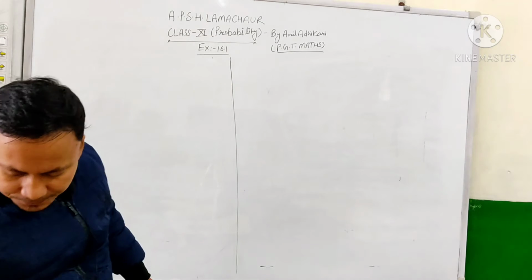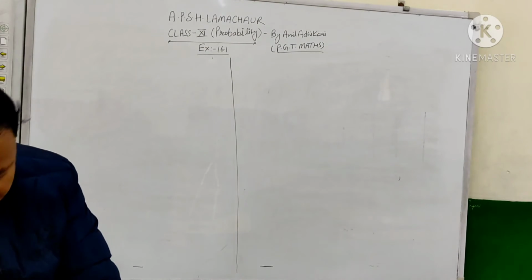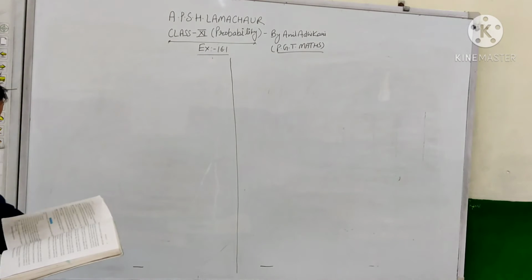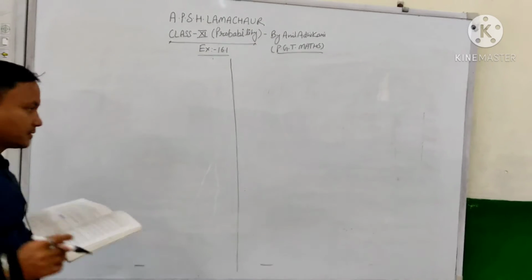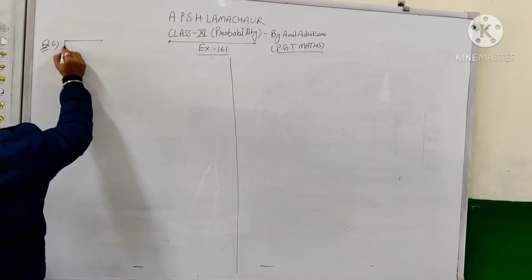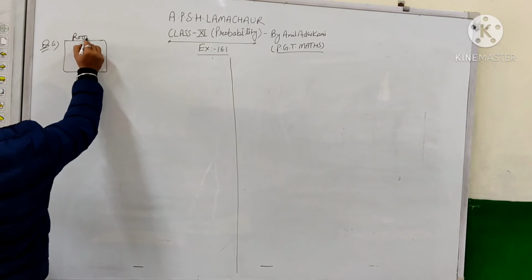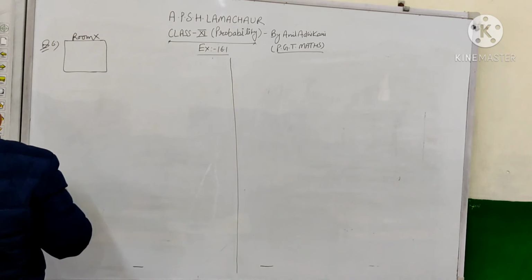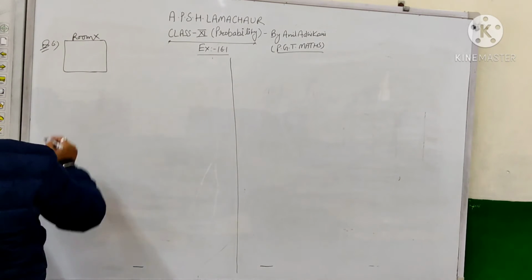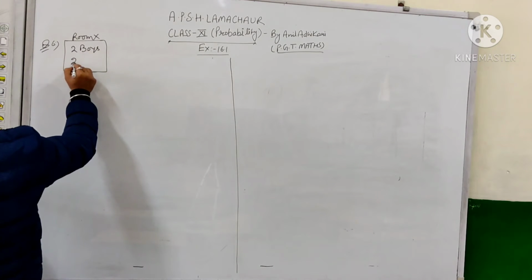Okay, the next question, number 6. Question number 6 is: 2 boys and 2 girls are in room X. Okay, let's make a picture for this particular condition. Let it be room X. So there are 2 boys and 2 girls.